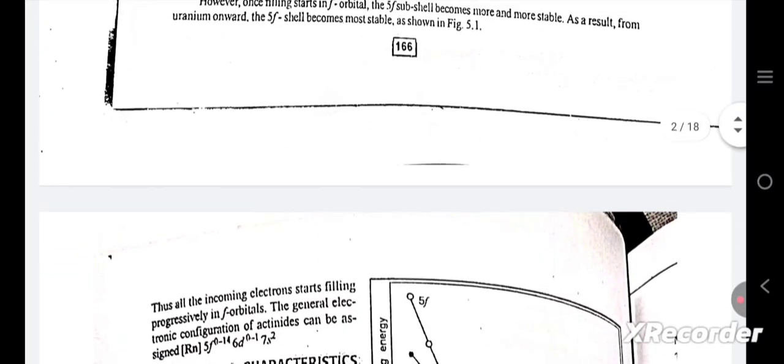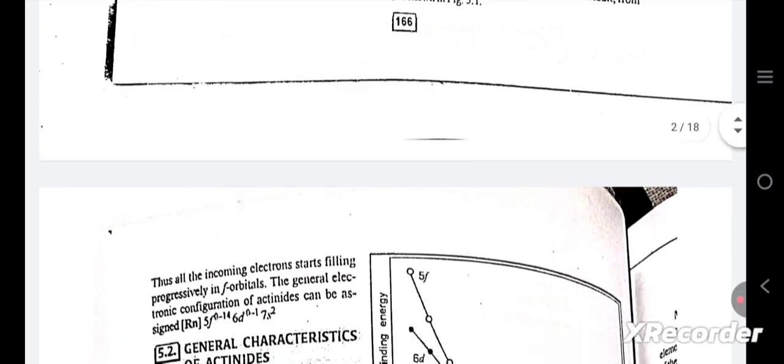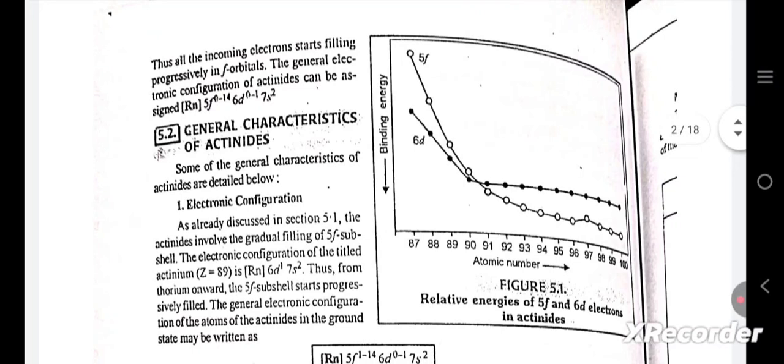However, once filling starts in the f orbital, the f subshell becomes more stable. As a result, from uranium onward, the 5f shell becomes more stable, as shown in the figure. Thus, all the incoming electrons start filling progressively in the f orbitals. The general electronic configuration of actinides can be assigned.